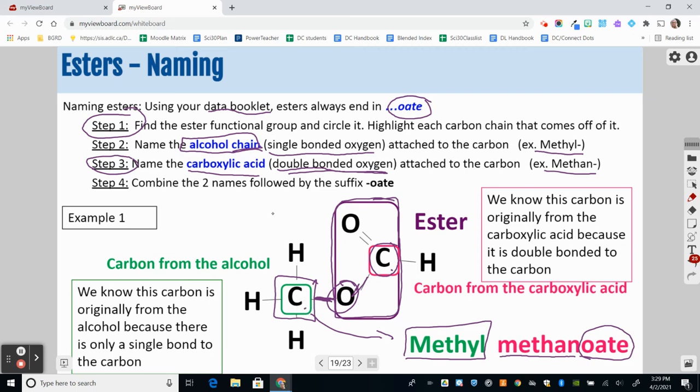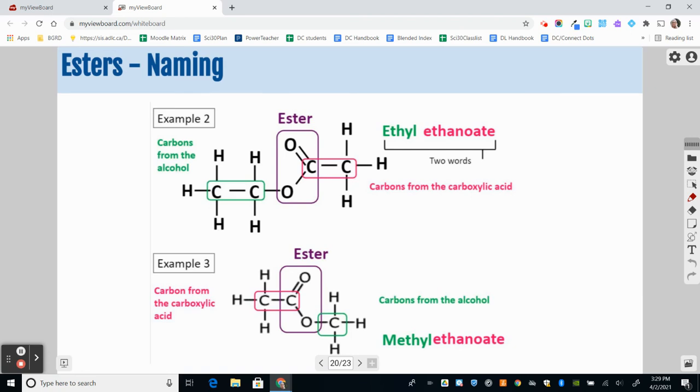Name it, not name that chain. Find the carbon chain attached to the double bonded oxygen. Name it, and then add oate to the end of it. All right, here's another example.